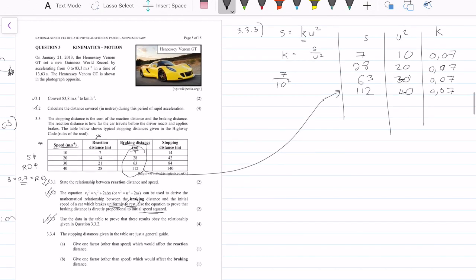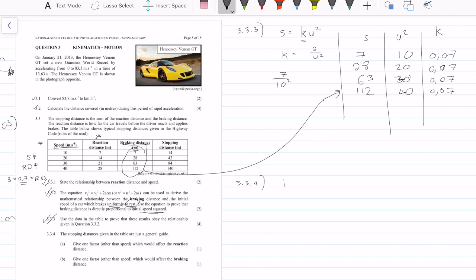Okay, for the next question, 3.3.4, the stopping distances given in the table are just a general rule. Give one factor other than speed that would affect the reaction distance. Okay, let's think about this. Reaction distance is the time it takes for the person to react. So what kind of things could affect the reaction distance?